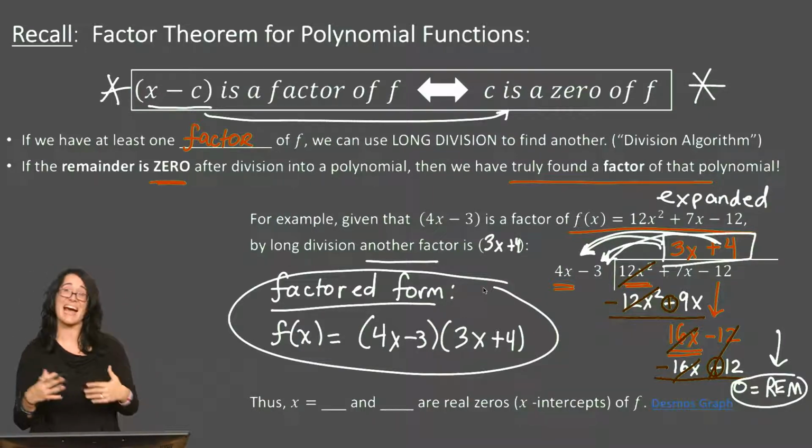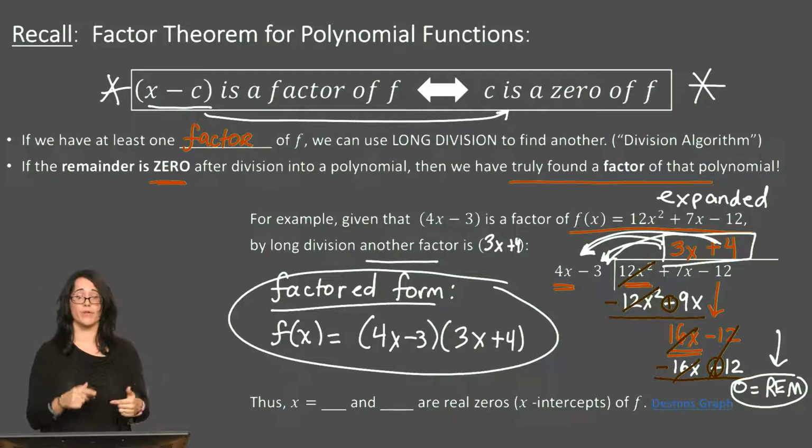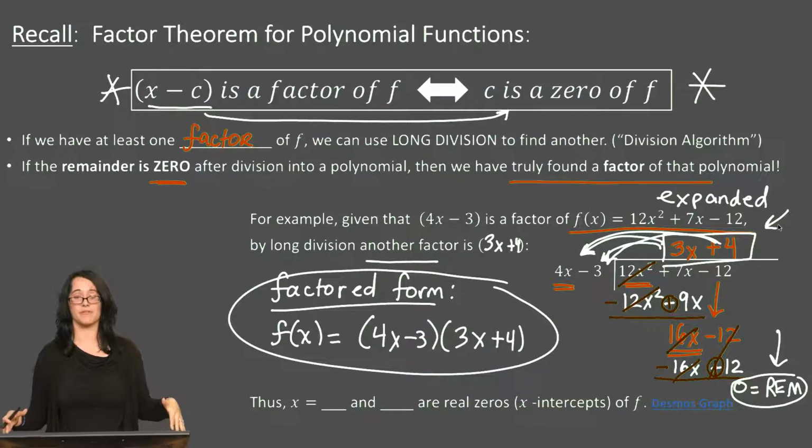Now, you should always check yourself when you're starting out, when you're learning how to do something, right? Did I actually do this correctly? And the way you can check there is by simply foiling, right? 4x times 3x, 4x times 4, negative 3 times 3x, negative 3 times 4, combine like terms. You should get right back to your expanded form version. If not, you don't have the right factors, do you?